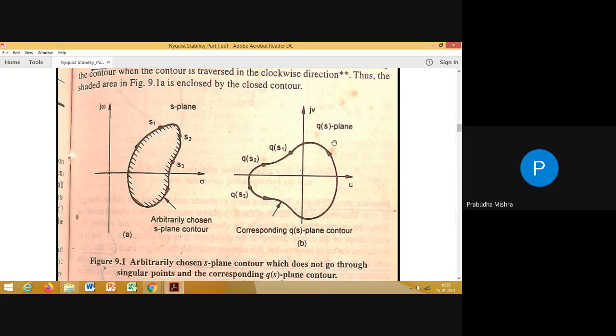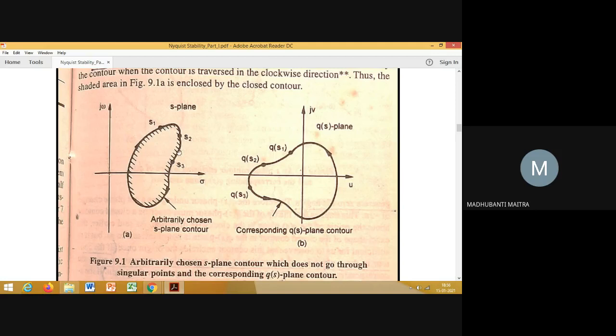Now, suppose this is our s plane. We are quite familiar with this. And this is our Q(s) plane, denoted by u and jv. Now, on the s plane, let's take a closed contour. Closed contour means the starting point of this contour and the terminating point of the contour will be the same.